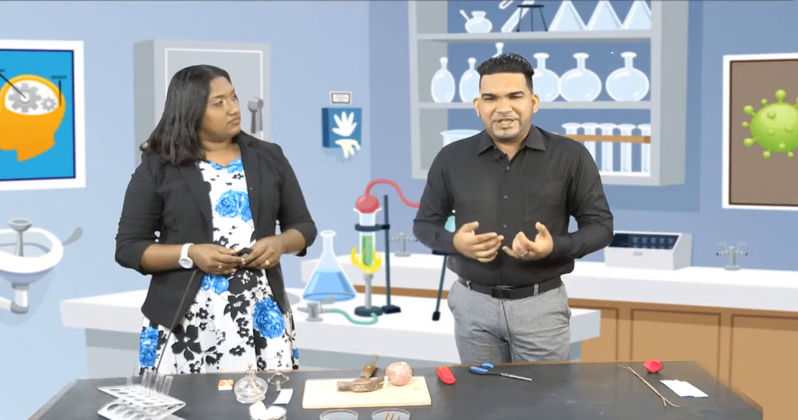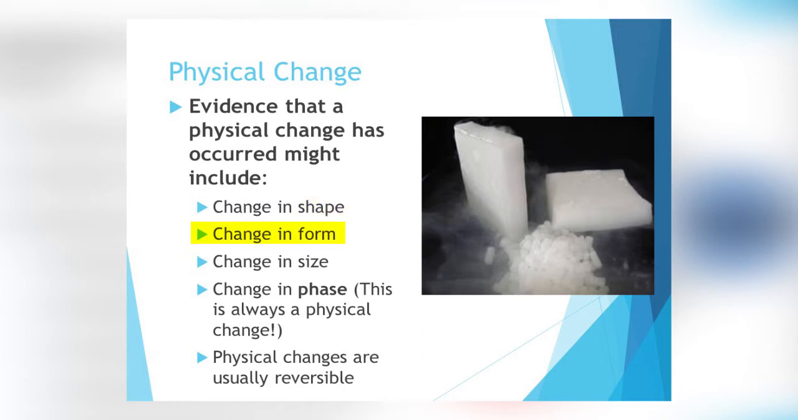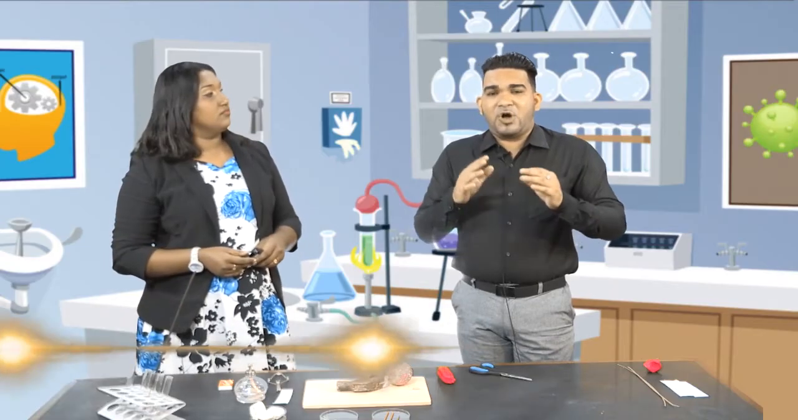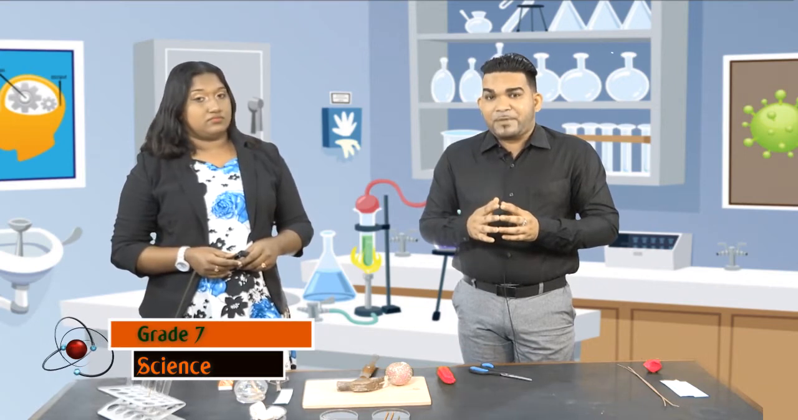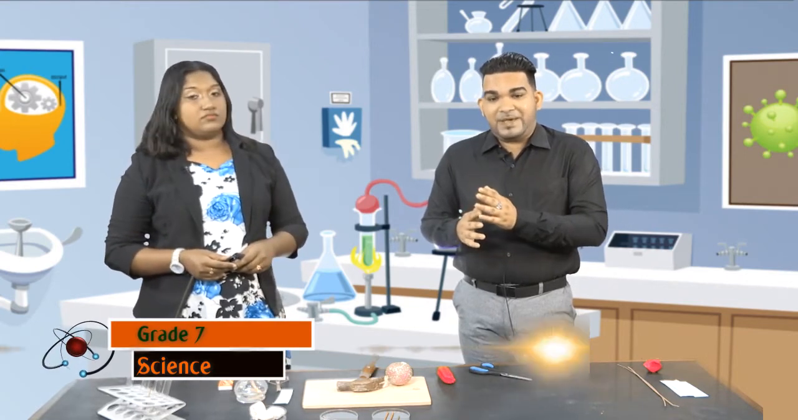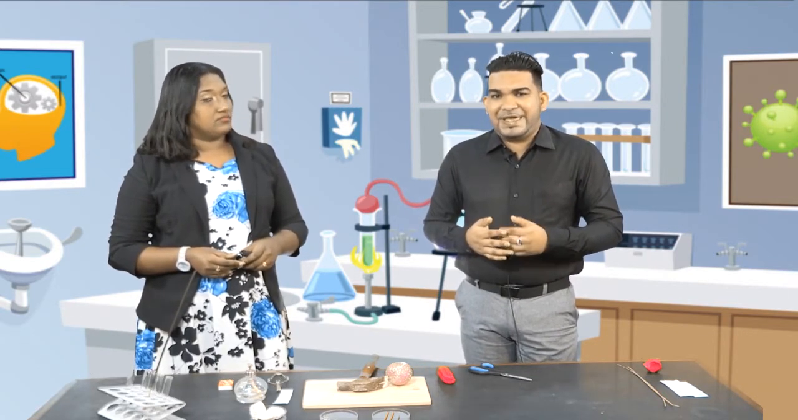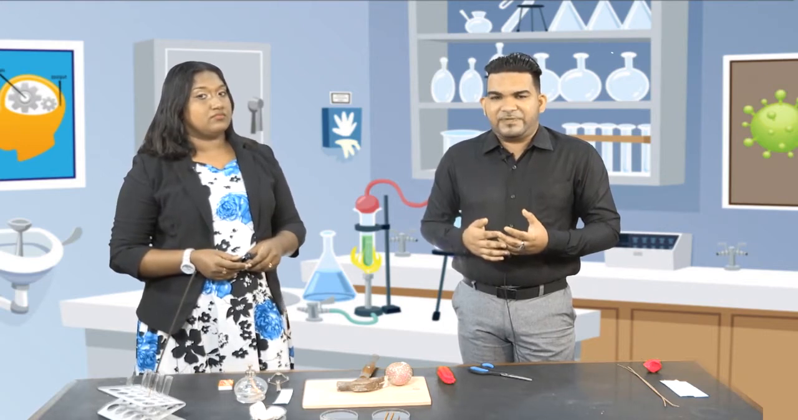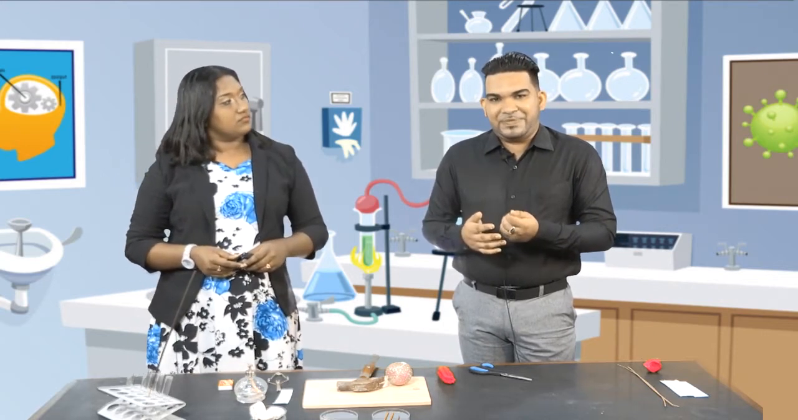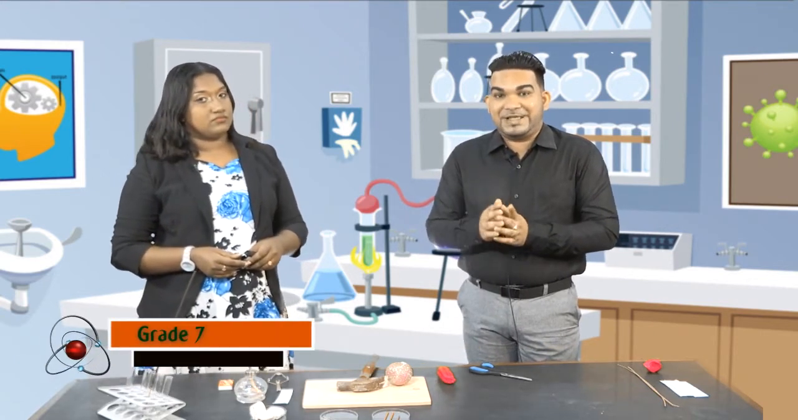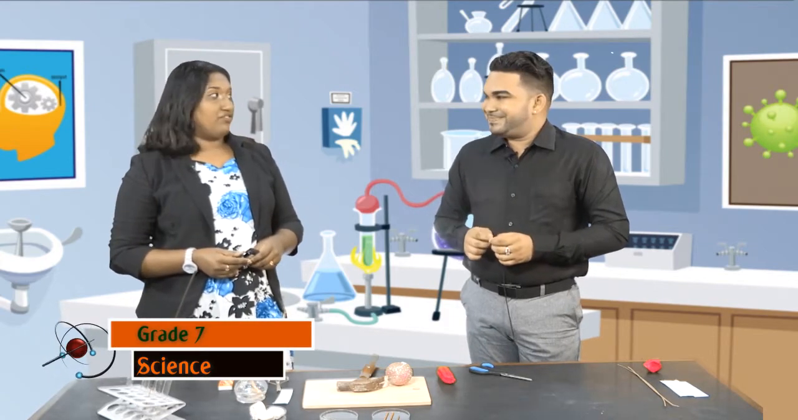It would have been a change in shape, some change in form, change in size, and when Ms. Riemann was talking about heating and cooling, you would see what's called a change in phase. Now, this is always a physical change when you change the phase, okay? And lastly, you should know that physical changes are usually reversible, meaning we can actually get back what we started with at the end of the day. So for example, when I would have squished that Play-Doh, I could easily mold it back into that rectangular shape. Very well.